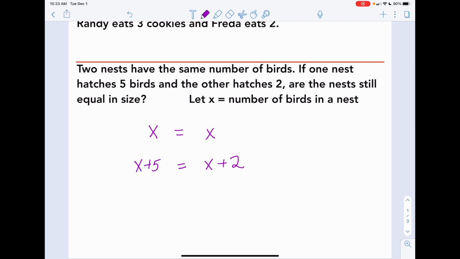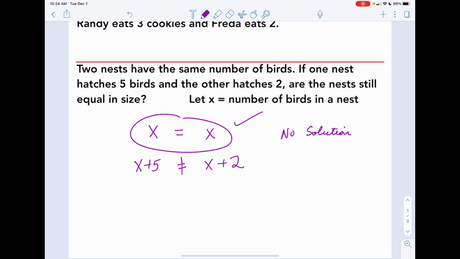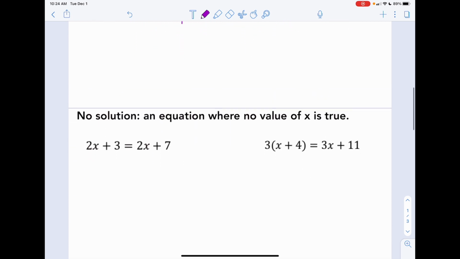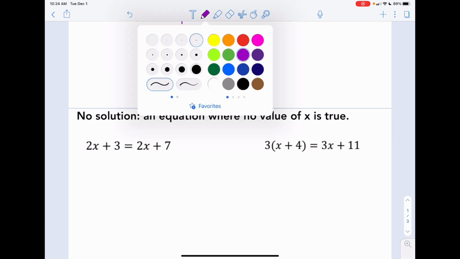Well, if you add 5 to the left and you add 2 to the right, there's no way those are equal to each other. This nest is going to have 5 more than it used to, and this one's only going to have 2 more than it used to, so there's no way these are equal to each other. So for this, there is no solution. There is no way that that is true. The original one, yes. The second one, no. So a no solution equation is an equation where no value of x is true. And I'd like you to write that down.